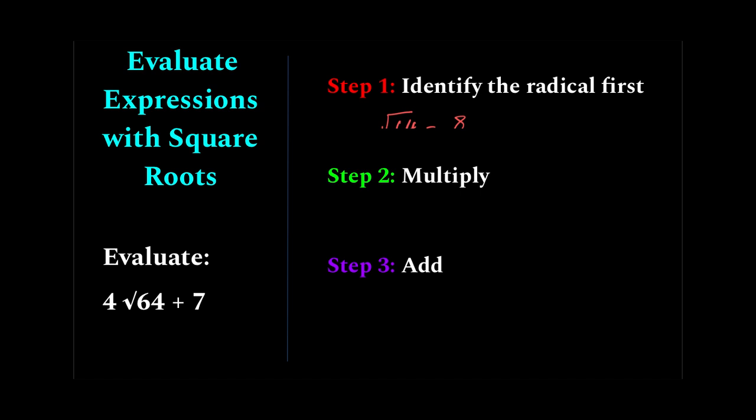So let's go ahead and do that. 8 times 4 equals 32. And finally, the last step, we will add 32 plus 7. The final answer is 39. Let's go ahead and write that.